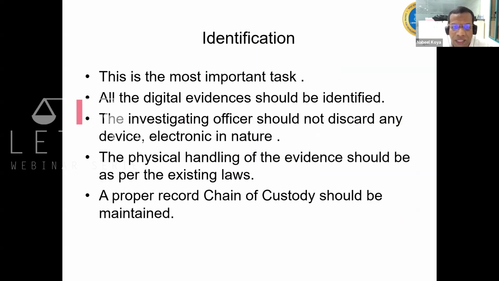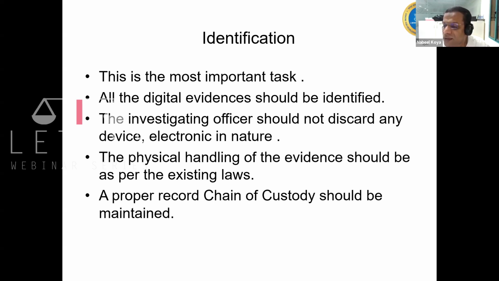So identification is the most important task. All the digital evidence should be identified, and the investigating officer should not discard any electronic device. Recollecting Shamsa's earlier introduction to the cybercrime scenario, there was a case where we had monitor-type devices. Bhadran and Shamsa were investigating it. They were not able to find out what computer was behind it. It was a new type of device where the computer was behind the screen, what we now call an all-in-one PC. That was not very common at that point of time.